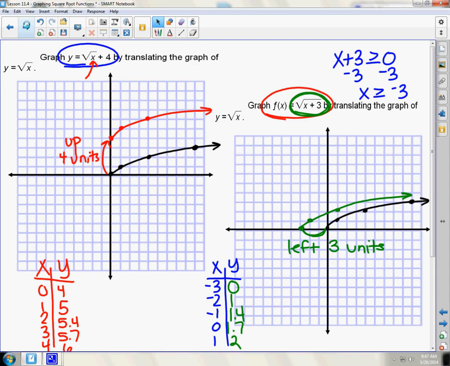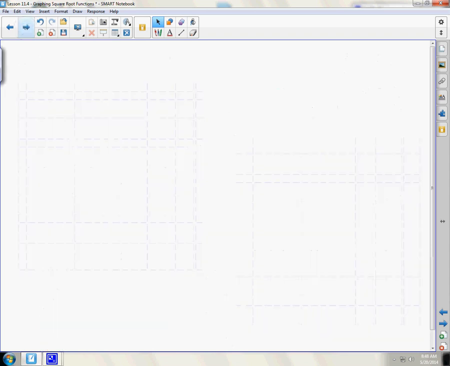So that's how the graphs translate from the original one. You're always going to have that black original line, y equals the square root of x. That's going to be your home graph. And then however you change it is based on the equation. All right, that's it for your notes.